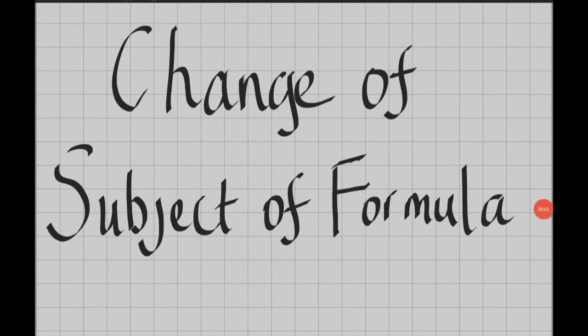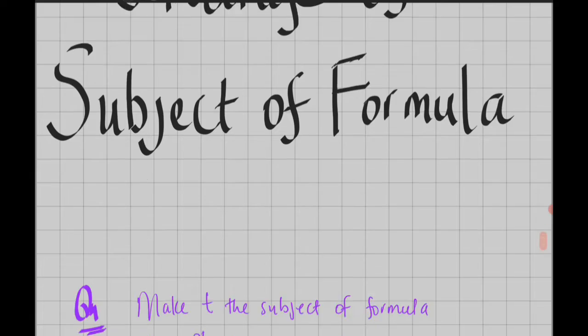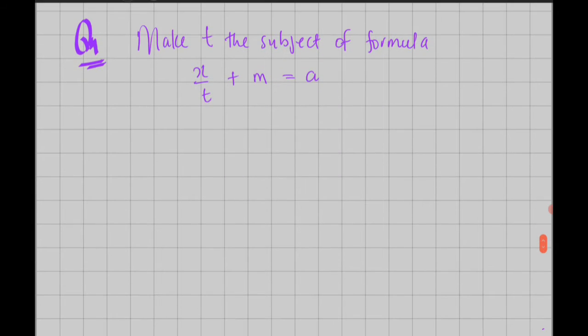Hi guys, so we're going to talk about change of subject of a formula. The question says make t the subject of the formula. We are given x over t plus m is equal to a, and you want to change the subject of this formula. So what do we have to do? We have to first eliminate the denominator.